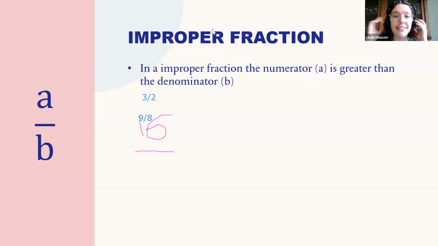12 over 6, 18 over 7, 10 over 5. Indeed, those are all correct examples. And I see some appearing on the screen as well. Very well. Perfect. So the numerator A must be greater than the denominator B. All perfect examples. That's great to see.